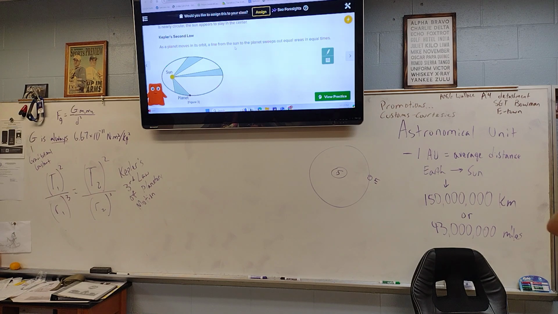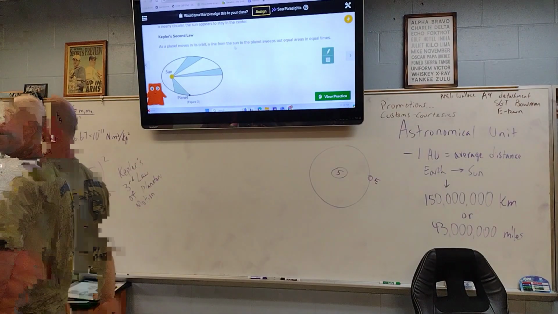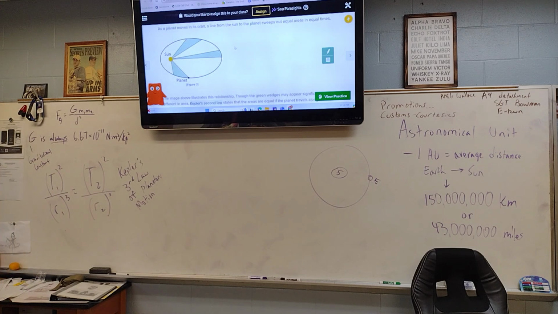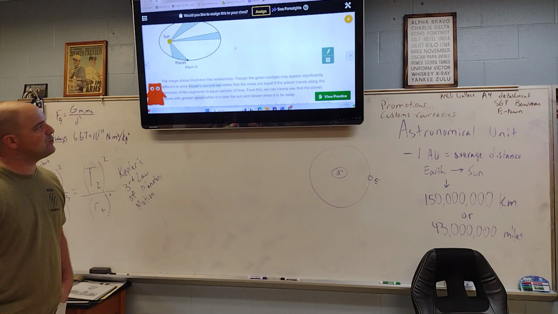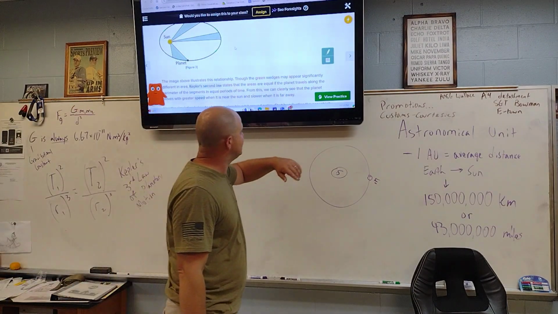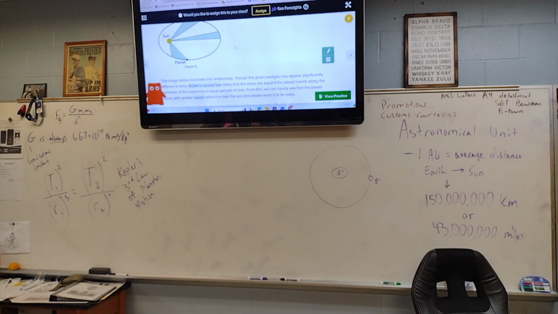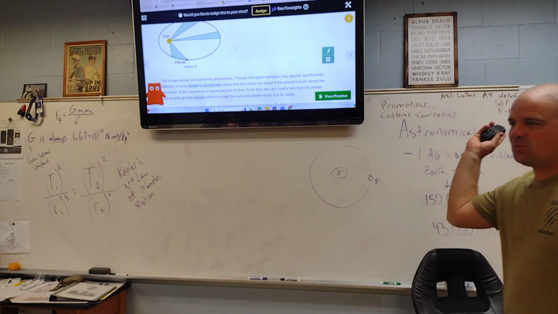And if that doesn't make obvious sense to you right away, we've got a simulation that should help you understand it. The image above illustrates the relationship. Though the green wedges may appear significantly different in area, Kepler's second law states that the areas are equal if the planet travels along the perimeter of the segments in equal periods of time. From this, we can clearly see that the planet moves with greater speed when it is near the sun and slower when it's further away.